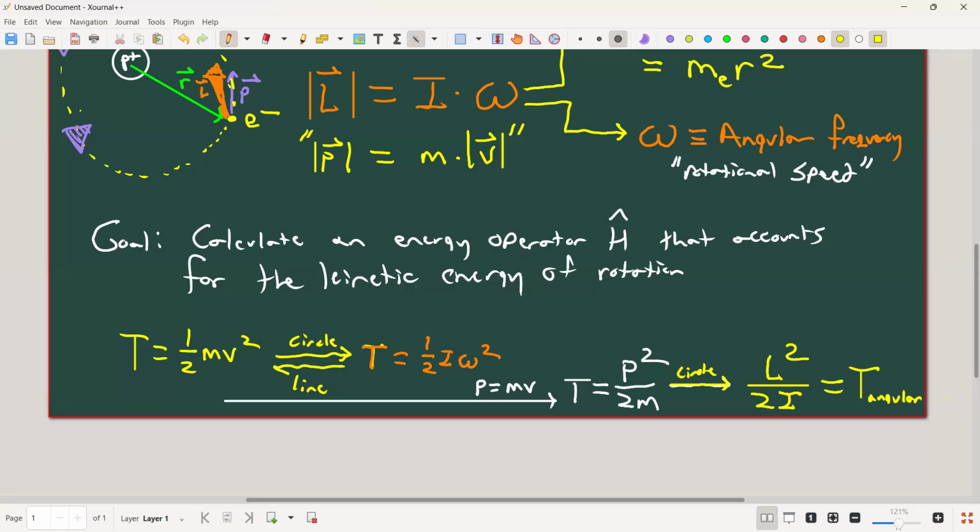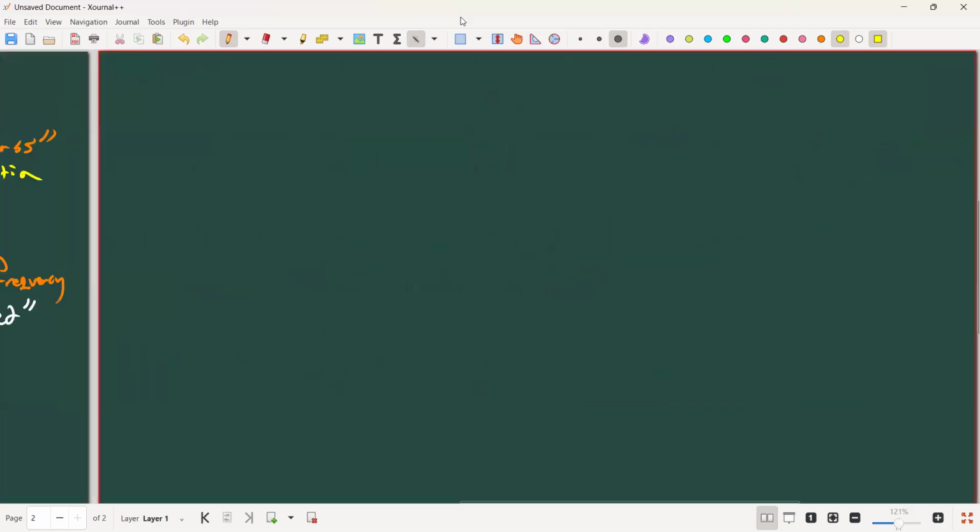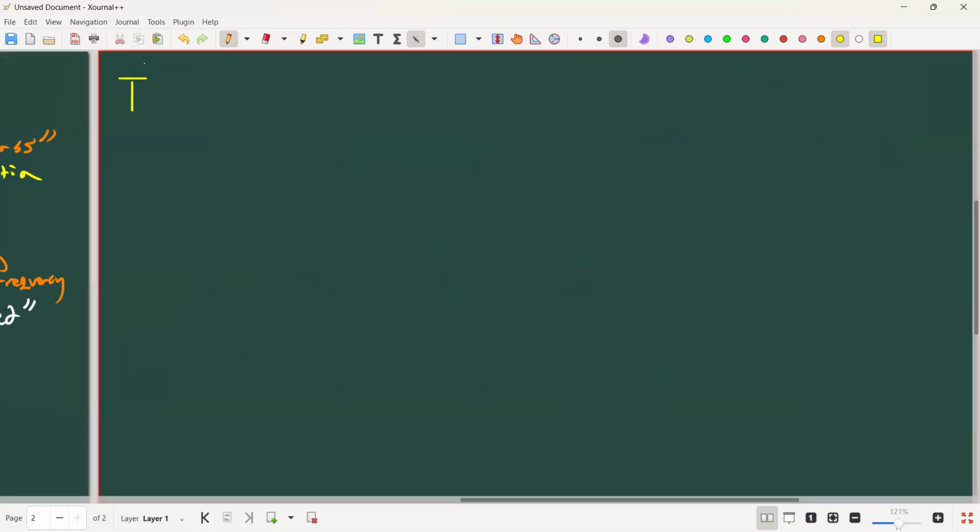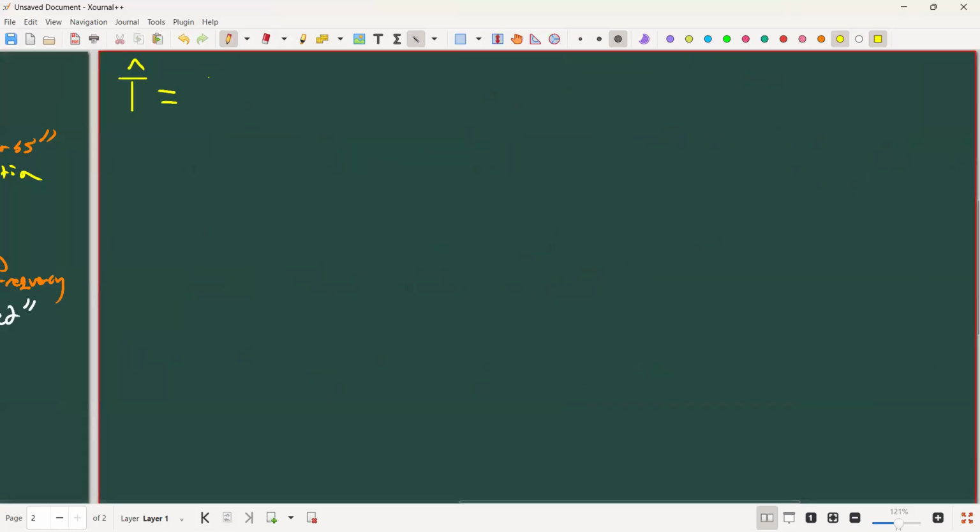Right, so my goal is to think a little bit about P squared and convert it over to spheres. Right, that's going to be our goal today. We've already gotten that started a little bit. All right, so we're saying that the operator T is equal to the L operator squared divided by 2I.